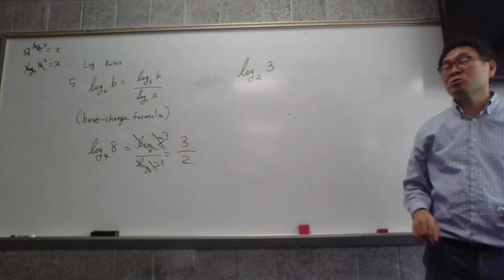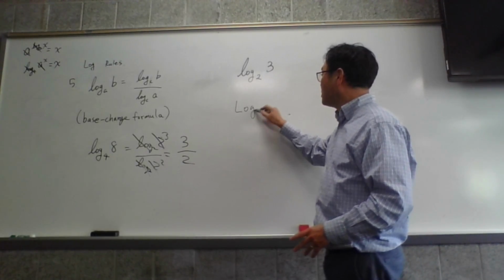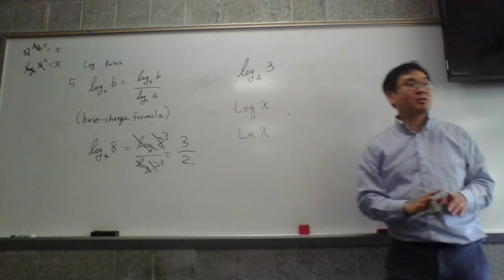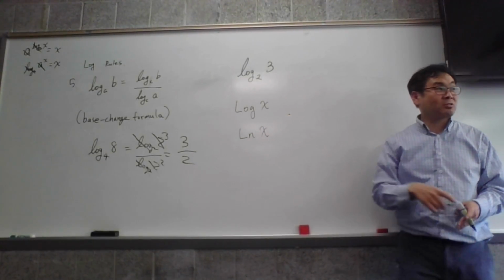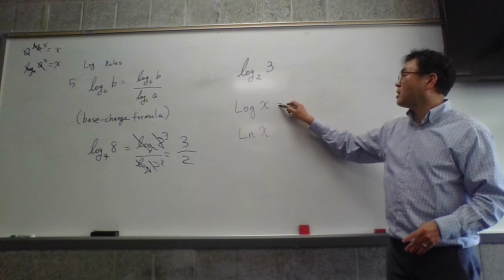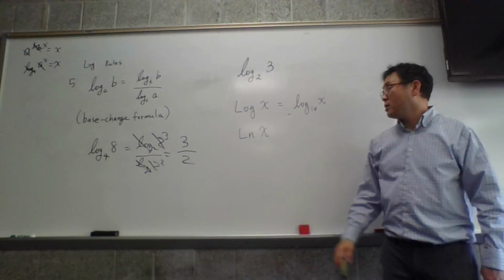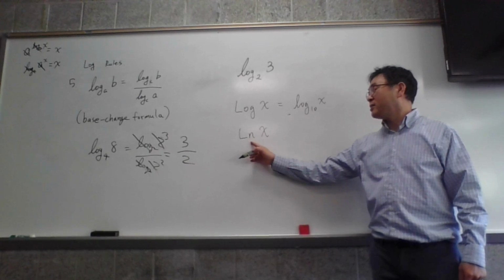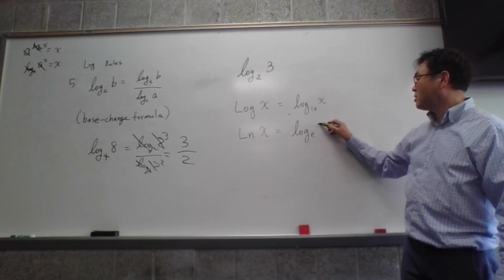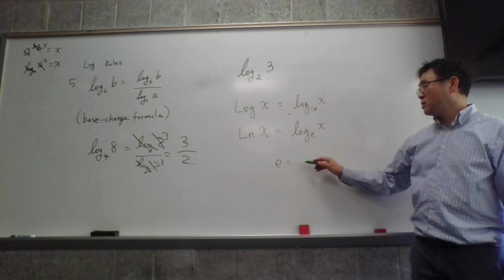Instead, your calculator will only have two kinds of logs. There's the common log, and there's the natural log. Most scientific calculators will only give you these two kinds of logs. Now the big log with nothing under it means log base 10 of x. And the ln is a shorthand for log base e of x. And e is what's known as Euler's number.